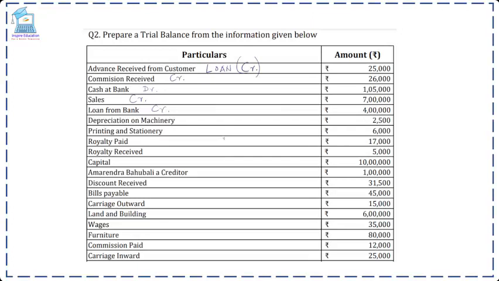Depreciation on machinery. So it is your income or expenditure. Depreciation means wear and tear. Depreciation means your expenses. Expenses and losses are debit. So depreciation is debit. Printing and stationery. So it is our expenses, debit. Royalty paid. So it is payment, so it is debit. Royalty received. So we have received. So it is our income, credit.